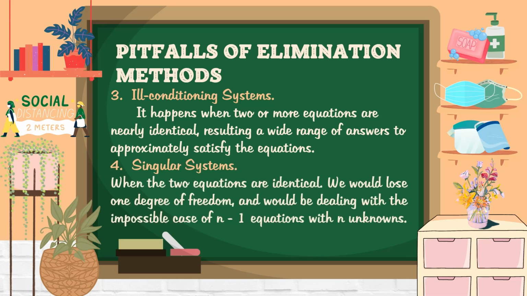Next is the singular system. When two equations are identical, we would lose one degree of freedom and would be dealing with the impossible case of n-1 equations with n unknowns.